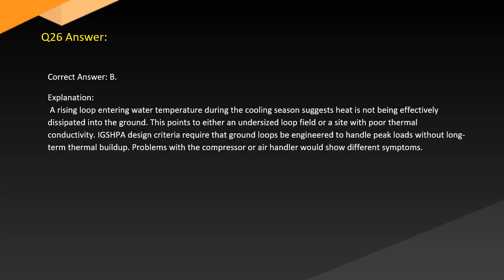Answer. Correct answer: B. Explanation. A rising loop entering water temperature during the cooling season suggests heat is not being effectively dissipated into the ground. This points to either an undersized loop field or a site with poor thermal conductivity. HVACR design criteria require that ground loops be engineered to handle peak loads without long-term thermal buildup. Problems with the compressor or air handler would show different symptoms.